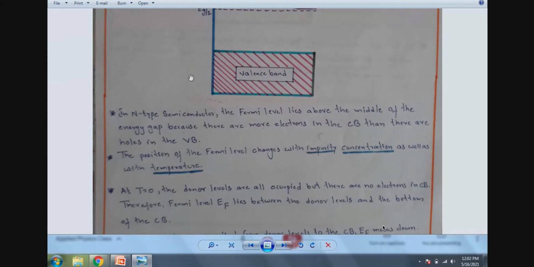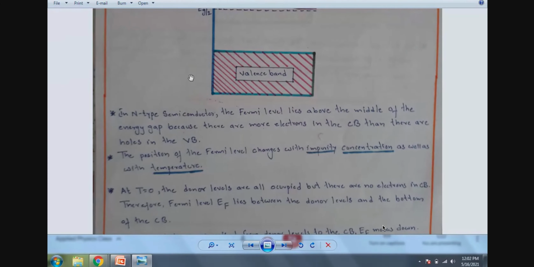Rearrange these equations as per our requirement. I need the Fermi level, so I take EF outside. 2 times EF is equal to ED plus EC plus kT log of the remaining terms. Finally, I find the energy of the Fermi level: EF equals (ED plus EC) by 2 plus kT by 2 into log of nd divided by 2 times (2 pi m e kT by h square) to the power of 3 by 2. This is the equation I got.